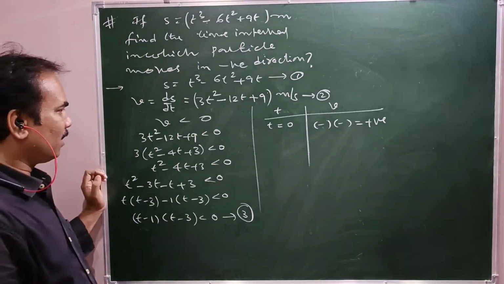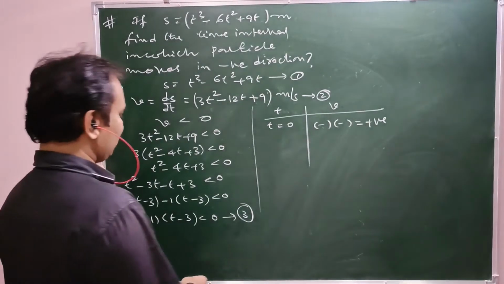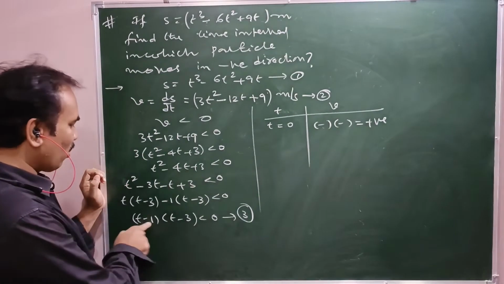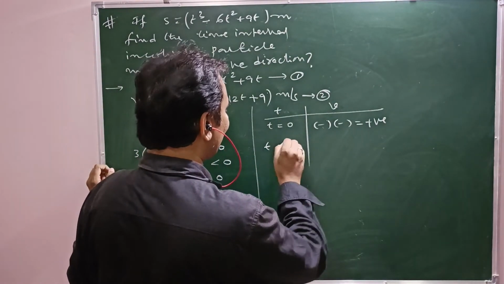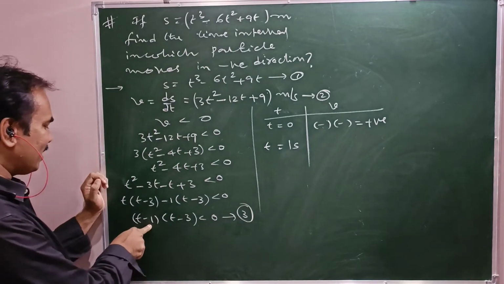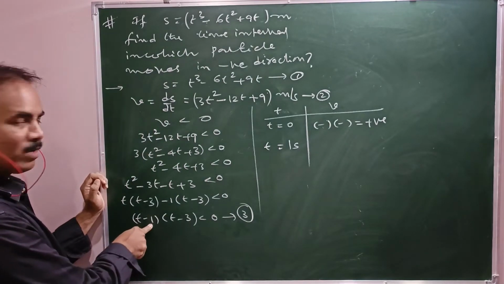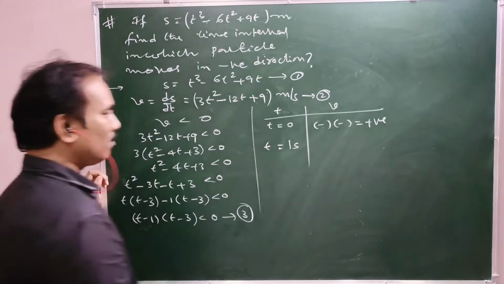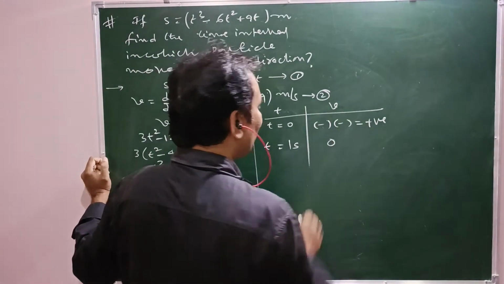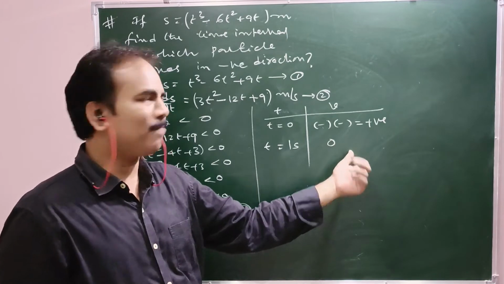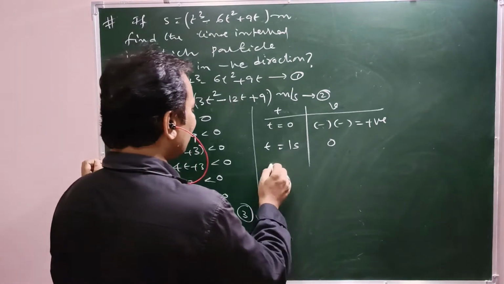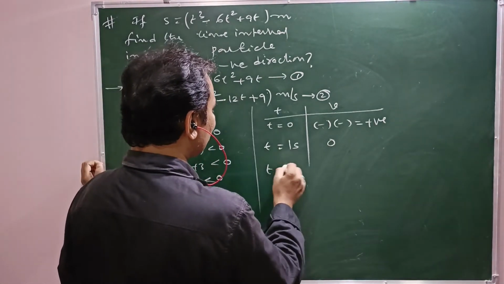Next, suppose t equal to 1 second. I am substituting t equal to 1 here. 1 minus 1 is 0, and 0 into something is 0. That is, velocity is 0, meaning neither positive nor negative. Am I right?